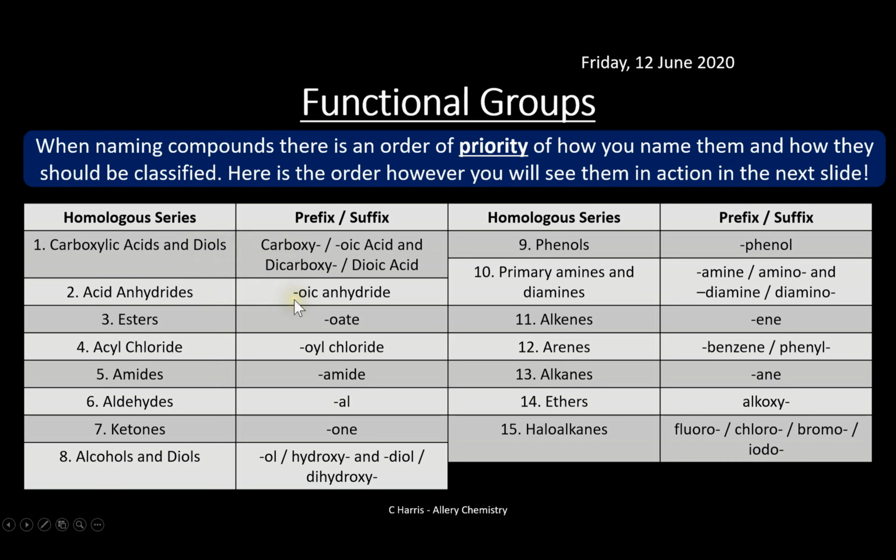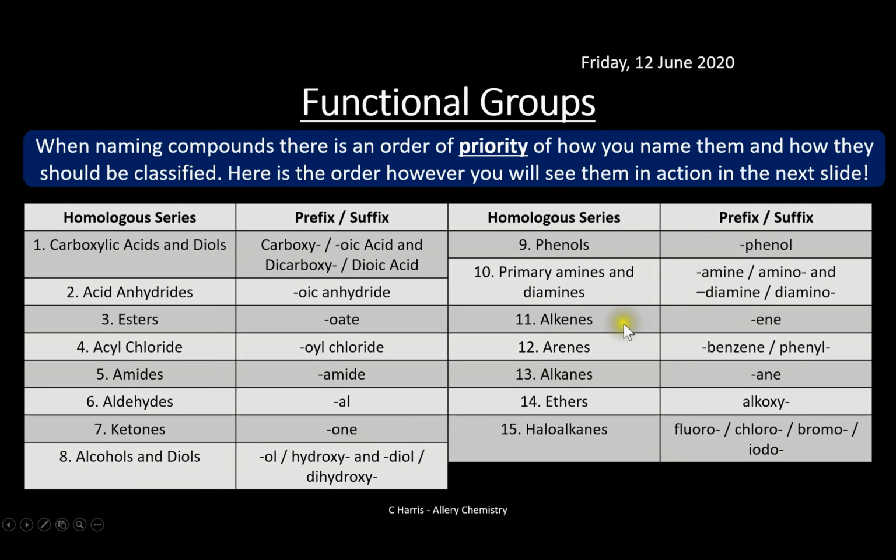Anhydrides then follow. They only have a suffix of oic anhydride. There's no prefix option with these. And then it goes all the way down here. So esters, acyl chlorides, amides, aldehydes, ketones, alcohols, diols, and phenols are at the back here. They always end in phenol. Primary amines and diamines, as you can see there.